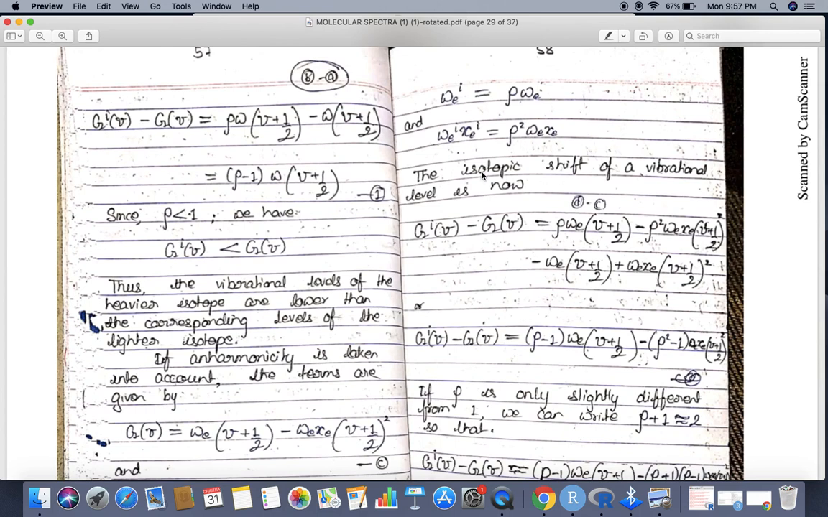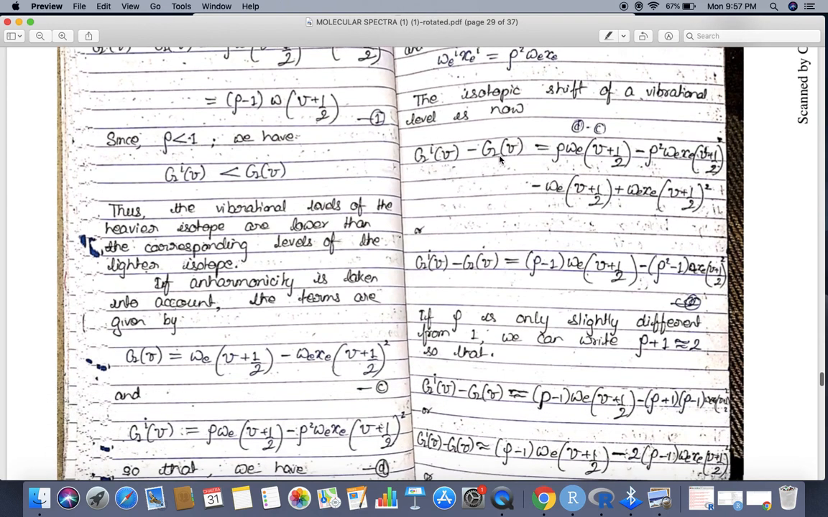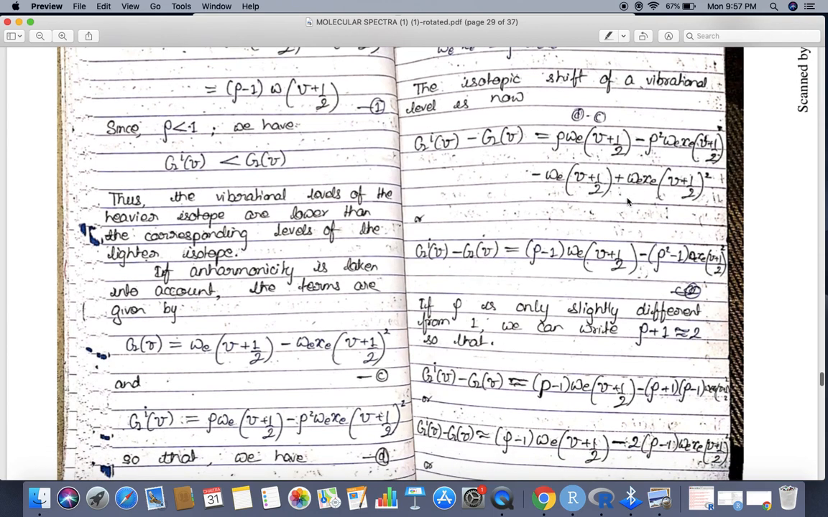So the isotopic shift of a vibrational level is now again defined as G^i(ν) − G(ν), with the ρω_e terms minus these quantities. Now the final term will be the positive one. With simple algebra, once you compute this, finally you have (ρ − 1)ω_e(ν + 1/2) − (ρ² − 1)ω_e x_e(ν + 1/2)². Again, the minus has been taken outside, so this is the minus term.